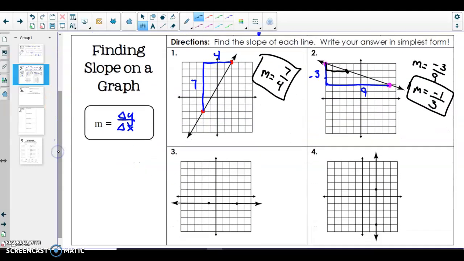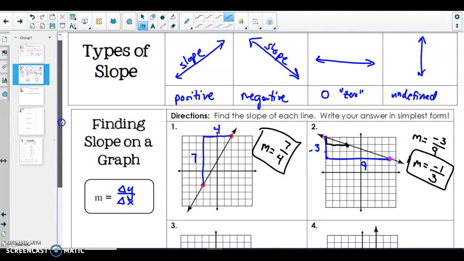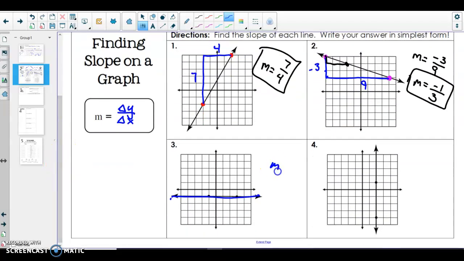Very quickly, these graphs down at the bottom. Oh, look, it's horizontal. A quick check of my reference up above says horizontal means 0. m equals 0. And then this vertical line right here, I can't actually do this because I would say, okay, rise was 1, 2, 3, 4, 5 between these points. Rise is 5, but run is none. Well, 5 divided by 0 is not something we can do in math, so that's why this one is undefined.